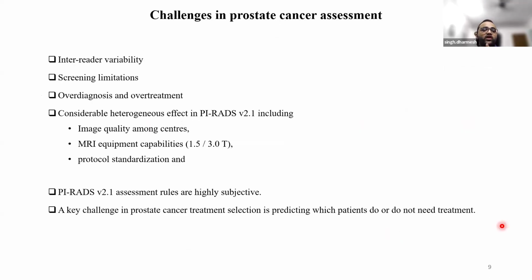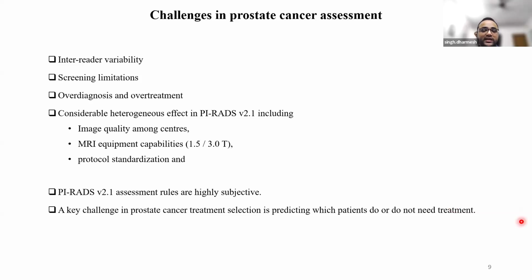So, challenges. We all agree that multiparametric MRI or biparametric MRI combined with the PI-RADS scoring system has dramatically improved prostate cancer detection over the last decade. But there are still some challenges. First, there is inter-reader variability. Two radiologists looking at the same scan may not always agree about the conclusion, especially when it comes to subtle or small lesions. These inconsistencies can impact diagnosis and ultimately patient management.